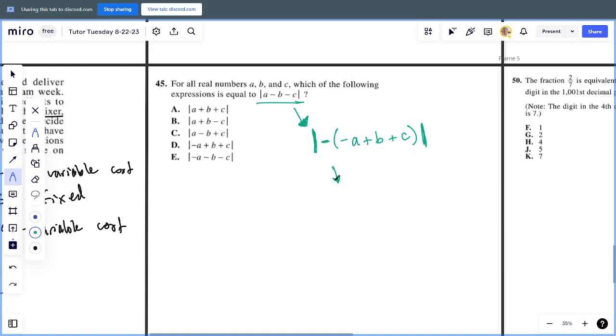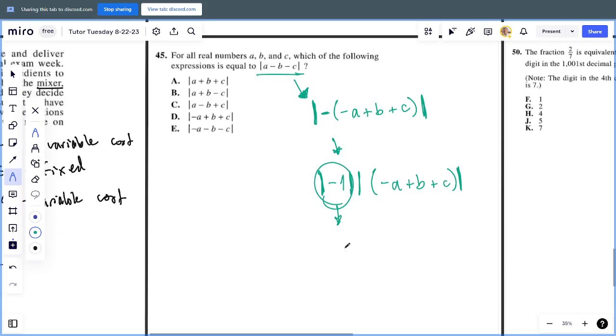But this can also be rewritten as the absolute value of negative 1 times the absolute value of that negative a plus b plus c. And of course we know that the absolute value of negative 1 is just equal to 1. So it's 1 times the absolute value negative a plus b plus c, which should lead us to answer choice D.